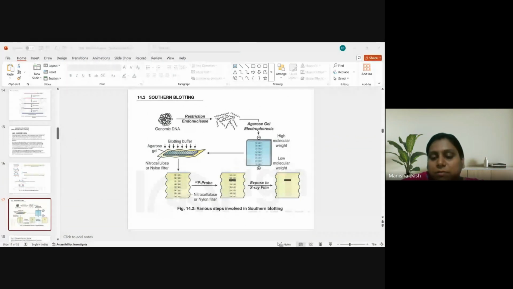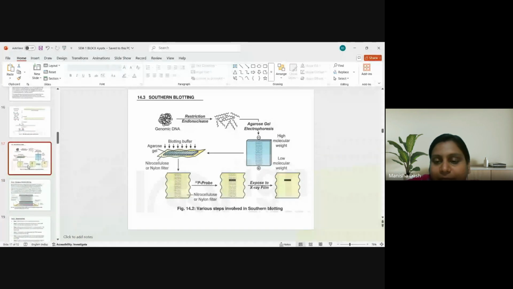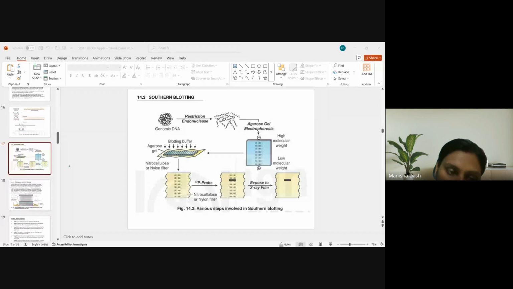Okay, so next we have some techniques like southern blotting, northern blotting, etc. So let me briefly explain this. What is this technique exactly? Southern blotting is a technique used to identify the gene of your interest. So basically you are identifying the DNA or the segment of DNA which is carrying the gene of your interest.